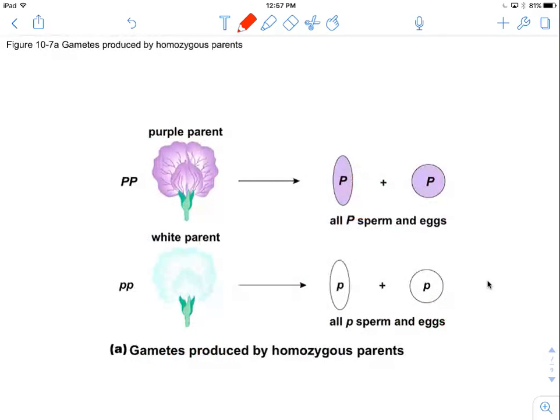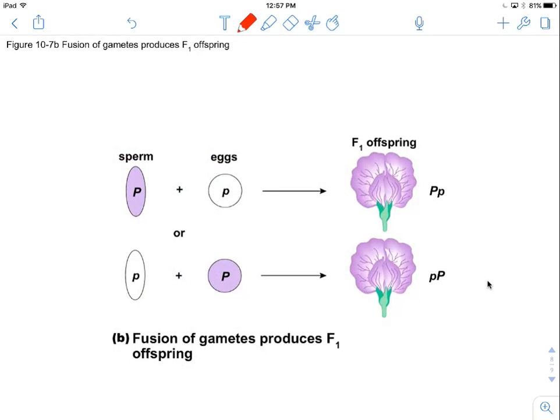Okay, and now I think we're going to go through this with some lovely diagrams here. Okay, so if I have a homozygous dominant parent crossed with a homozygous recessive parent, this parent can produce only gametes with dominant alleles. The white parent can produce only gametes with recessive alleles. And then if you combine, it doesn't matter which side is the sperm, which side is the egg. If you combine the gametes, you get 1 dominant allele and 1 recessive allele. Dominant, recessive. Either way, you're going to get 1 dominant and 1 recessive allele in your F1 offspring.